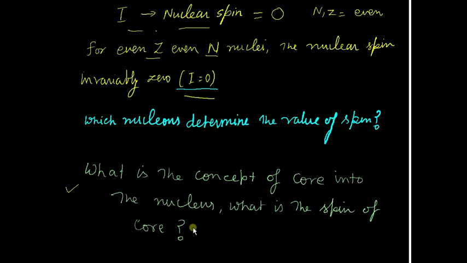What is the spin of the core? What is the core in the nucleus, and does the core have any nuclear spin? So this is the second question. The first question is which nucleons determine the value of spin.